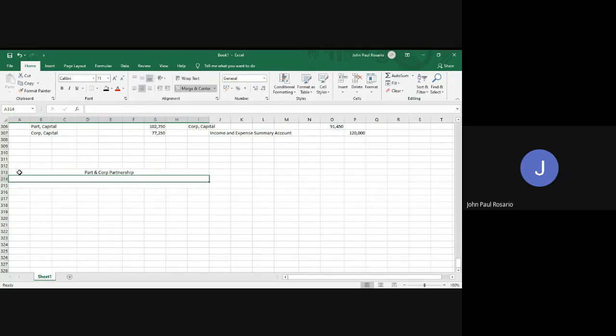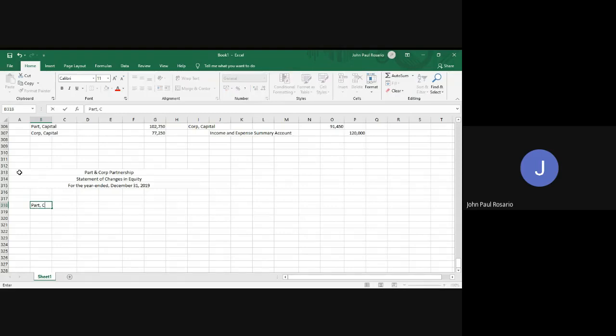Part and Corp Partnership, statement of changes in partners' equity, for the year ended December 31, 2019. Okay? The method here, guys, is similar to a sole proprietorship, but done individually for each partner.